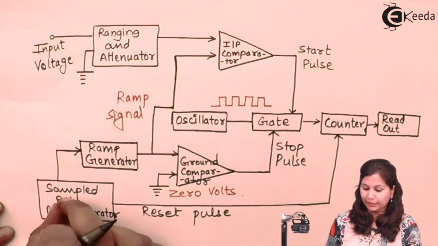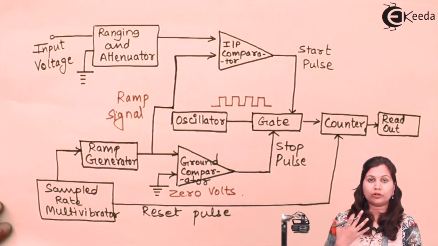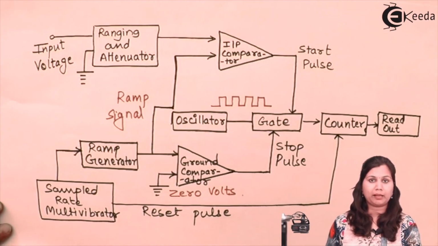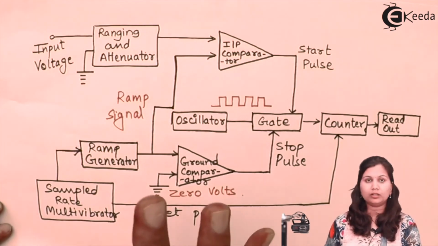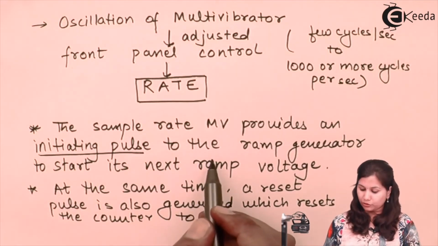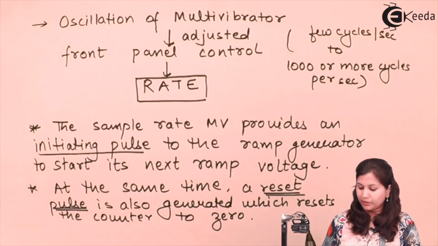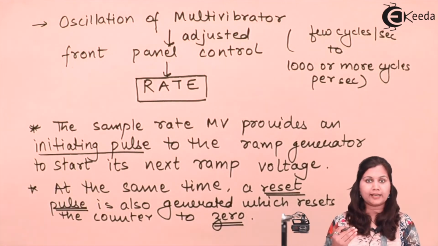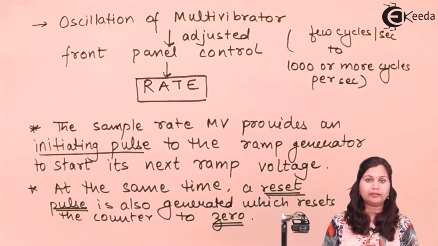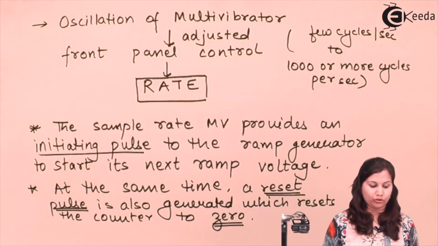So at the same time that it is initiating the ramp generator for the generation of the next ramp signal, the reset pulse is also given to the counter. So it gives the initiating pulse and it gives the reset pulse to the counter, so that it is reset again to 0. So that is the use of the sample rate multi-vibrator in the ramp type DVM.